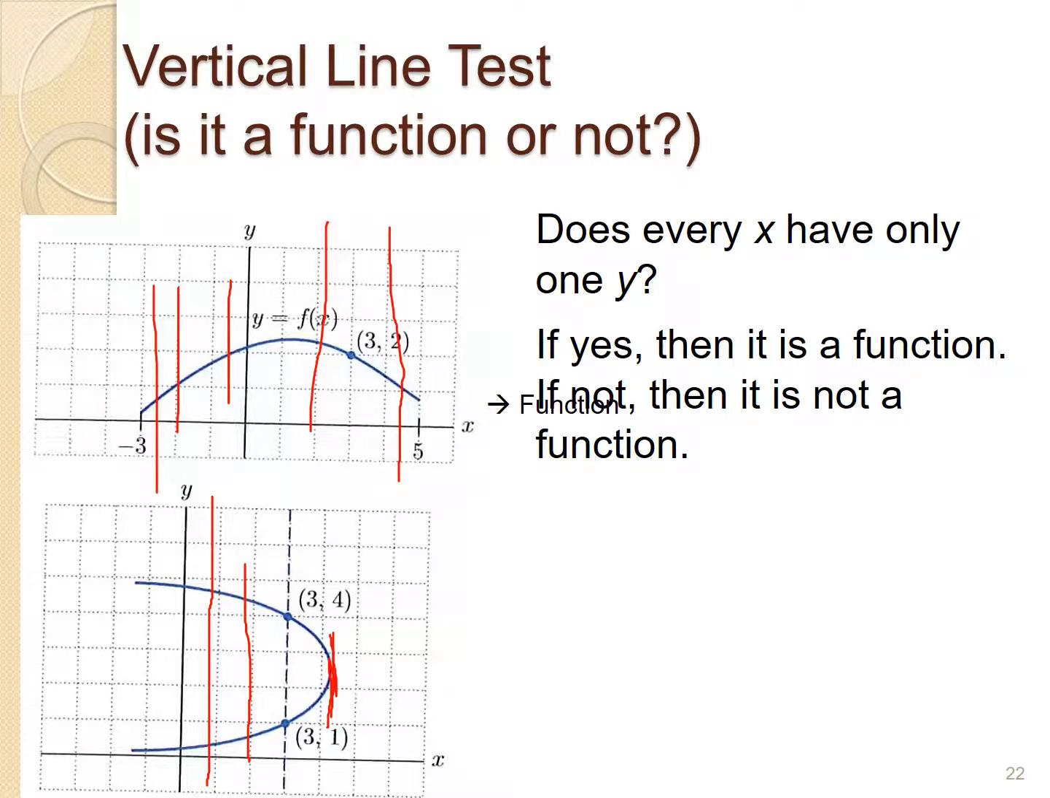You look at this, you can say, well, anywhere else that's less than that, any place you cross it, it crosses at 2. So this one is not going to be a function. It's a simple test, but it's a quick way to tell it. Just by looking at a graph, you know if it's actually a function or not a function.